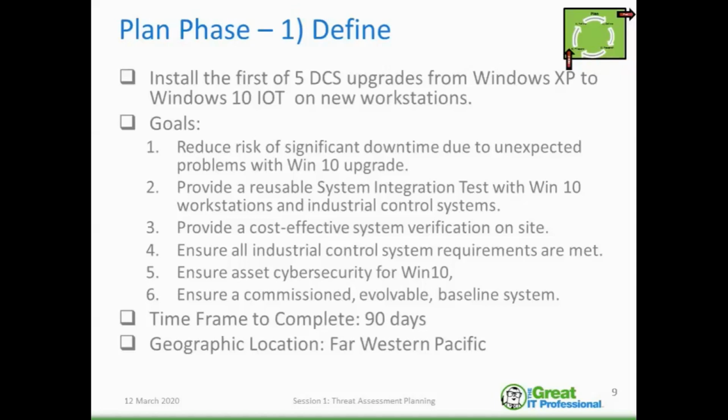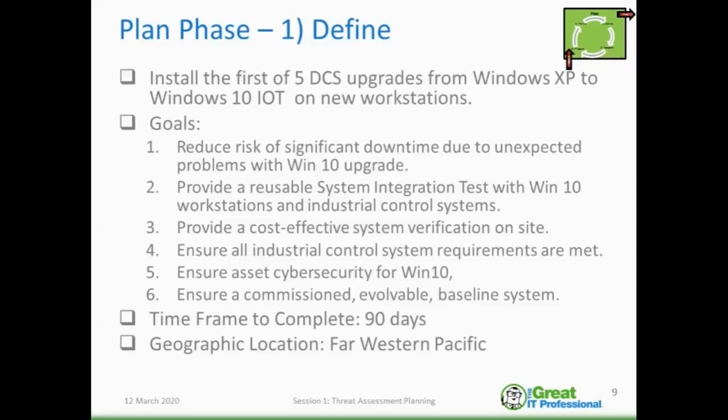We also want to ensure that industrial control system requirements are met. And the industrial control system requirements, as we've seen and worked with, end up being much more stringent. You're doing things that could cause irreparable damage to machines, to capital equipment, to people. So you've got to ensure that your industrial control system, the safety and security requirements are met. And that includes cybersecurity for Windows 10.